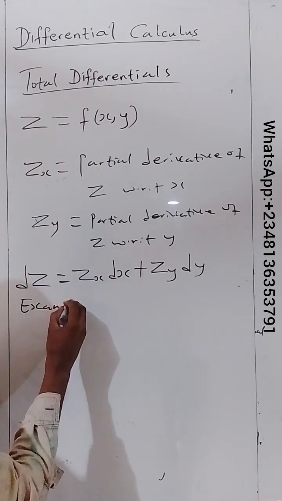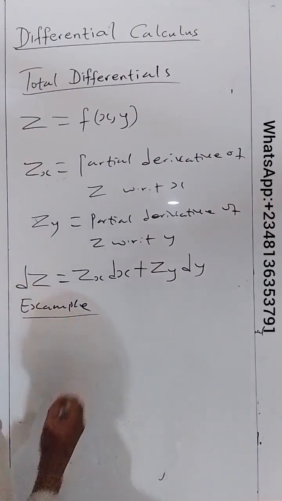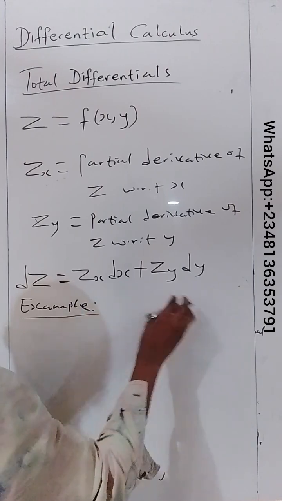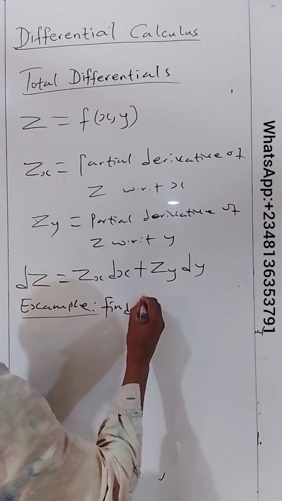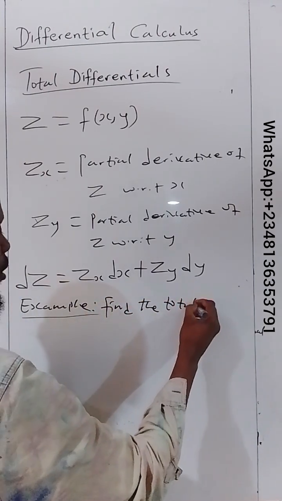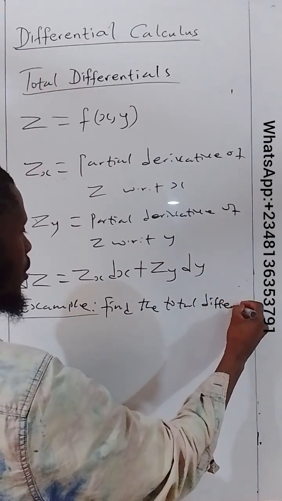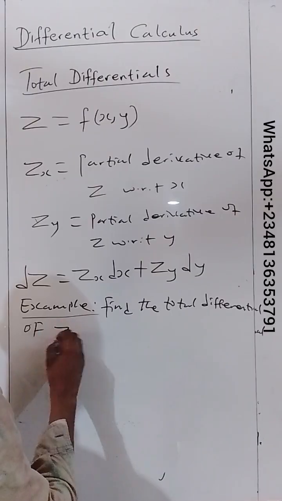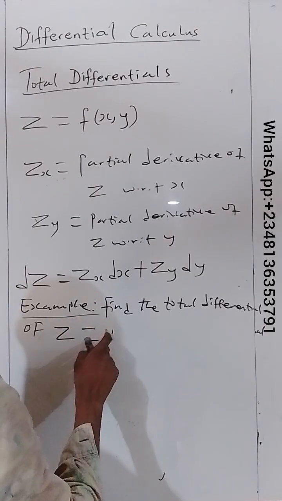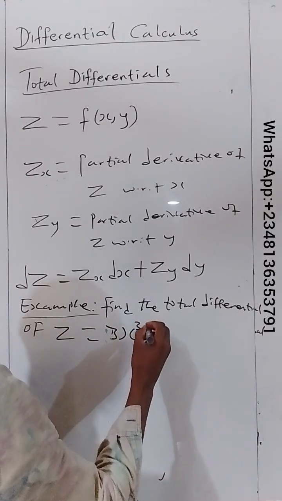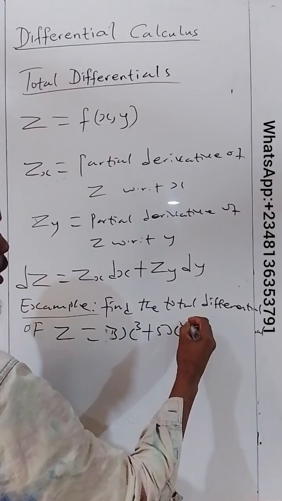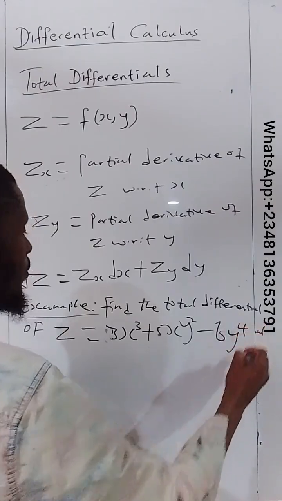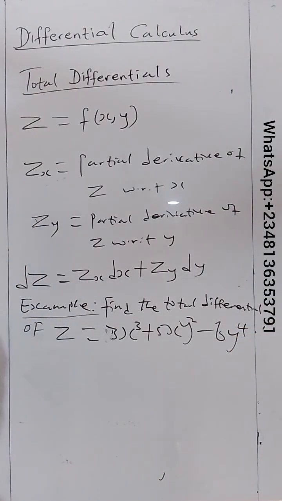Let's say we have this question, we have to find the total differential of this function. Let's say z equals 3x raised to the power 3 plus 5xy squared minus 6y raised to the power 4. And we have to find the total differential.